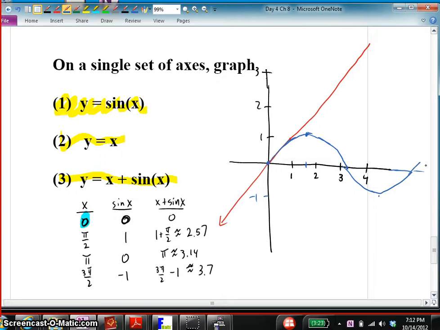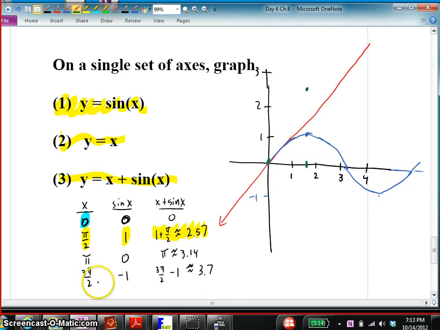So now, let's look point by point. At pi over 2, the value of x is pi over 2, the value of sine of x is 1, and then x plus sine of x is 1 plus pi over 2, which is about 2.57. So I'm going to plot that point on there. We're going to be at pi over 2, which I'm saying is about right here, and we're at about 2.57, which maybe is up there. Okay, so we've got that.